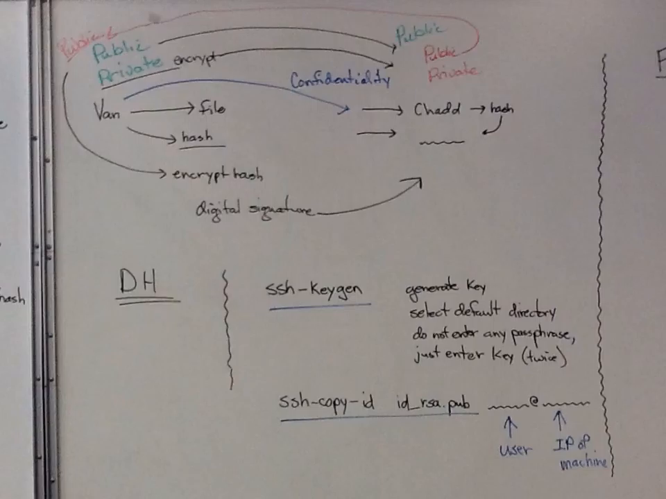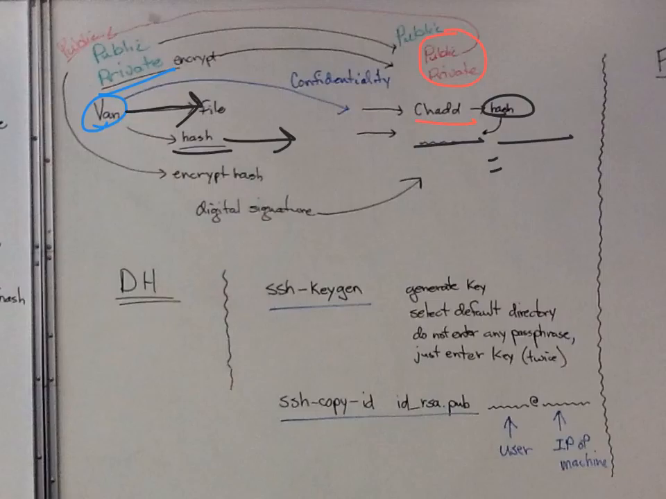We did this example in class. So we did Chad has his public and private key, and then in this case Van, he has his public and private key. And then we talked about transferring a file from Van to Chad. Okay? To verify the file's integrity, we could hash the file, send the hash over. When Chad gets the file, he can hash it, compare the hashes, and if they're equal, the file didn't change.